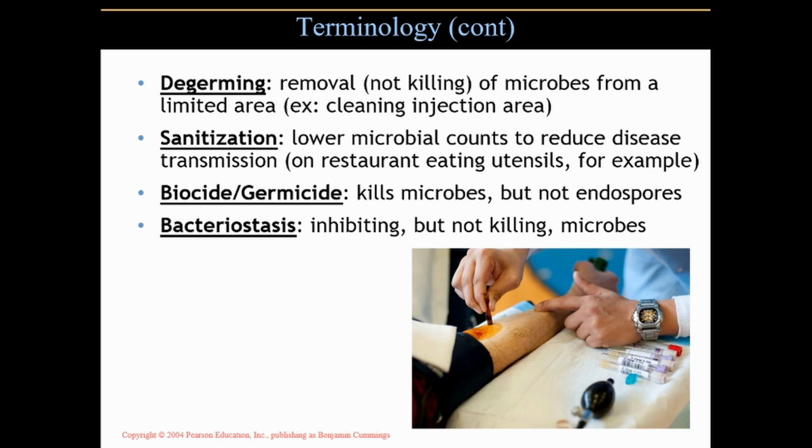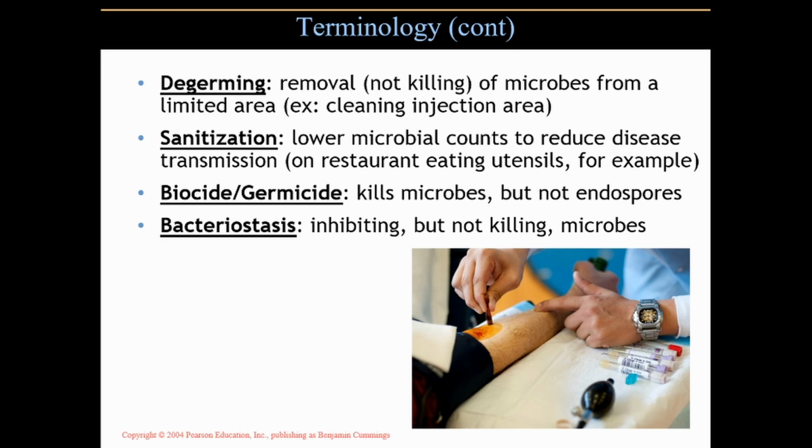Degerming is a process of removal but not killing microbes from a limited area, like cleaning an injection site, for example, like you see in that picture there. That would be degerming, using a chemical compound of some sort. In this case, it looks like iodine or betadine, so that you're removing them from just a small limited area.